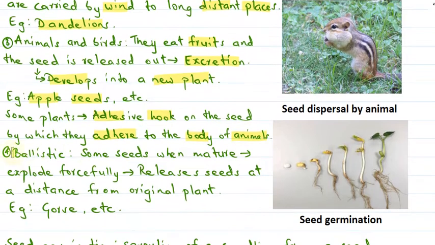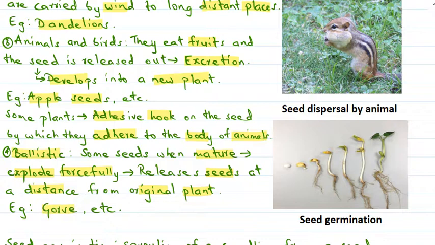Then we talked about the ballistic method. Here, some seeds, when they get mature, are forcefully exploded, and upon their forceful explosion, seeds are released at a distance from the original plant. We can see such type of dispersal in case of gorse, etc.